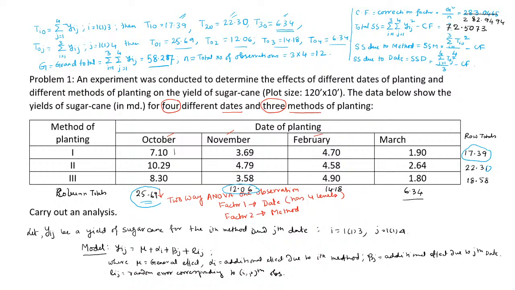72.5073. Okay, thank you. And we know total sum of square can be split into different components. So SST, it is better to write total SS equal to SST. So SST is equal to SSM plus SSD plus SSE. So this implies SSE is equal to SST minus SSM minus SSD. So please tell me this value. So please do it fast, okay.